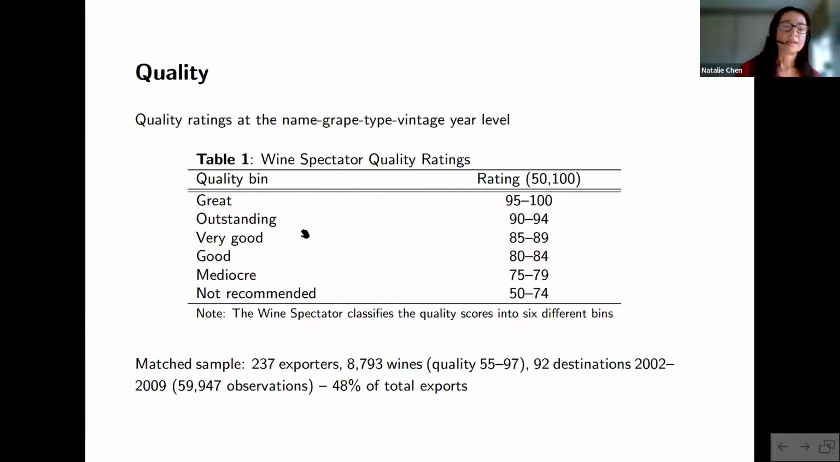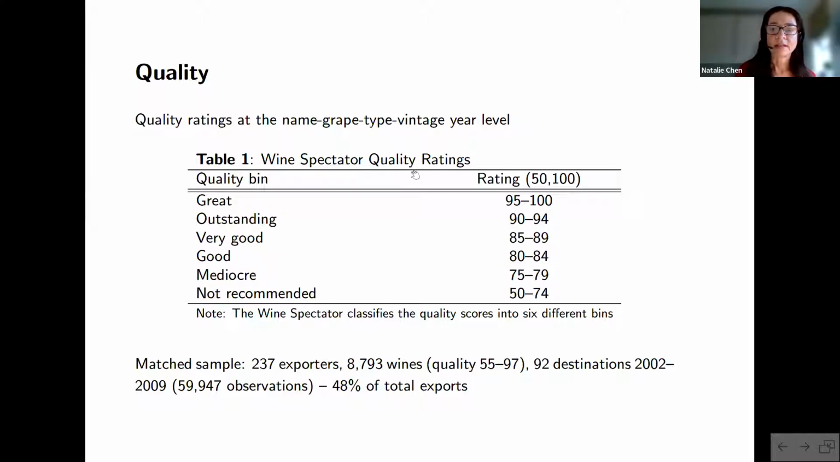For the quality ratings, what we do is to collect quality ratings from the Wine Spectator. What the Wine Spectator does is to taste different wines and to give them a certain quality rating. The quality ratings are given for each wine depending on their name, their grape, their type, and their vintage year, which are the same characteristics as the ones that we observe in the customs dataset.